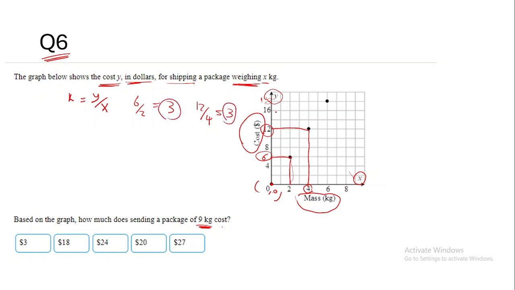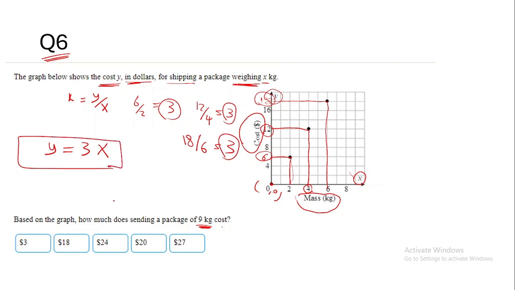Let's have the same for the other value. Y is 18, and x is 6, so 18 divided by 6 will be 3 also. That means it's directly proportional and it's coming from the origin, so k will be equal to 3, so y will equal 3x. Okay, we got the equation now. So let's see the question now. How much does sending a package of 9 kg cost?